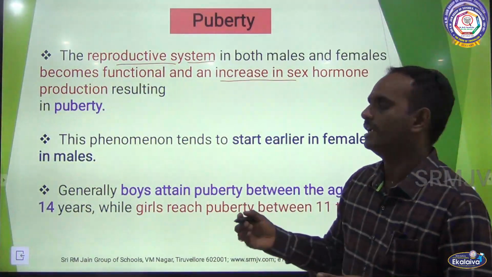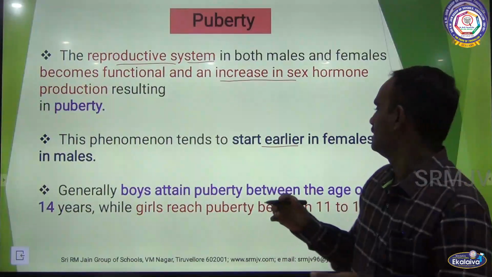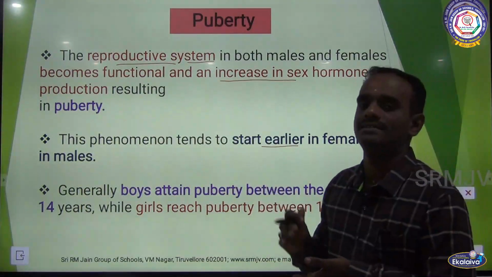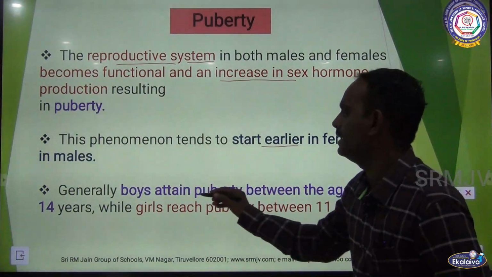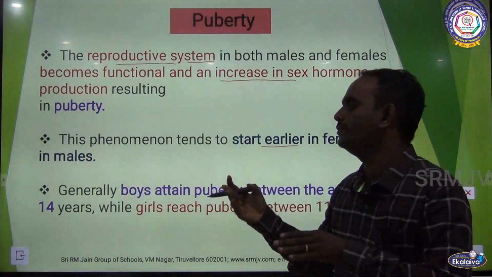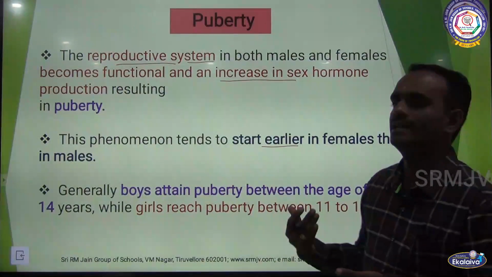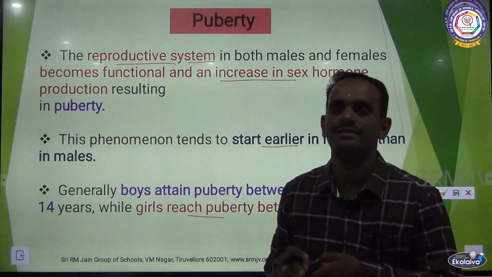The phenomenon tends to start earlier in females and it is somewhat delayed in males. Generally, boys attain puberty between the ages of 13 to 15 or 14 years, whereas girls reach puberty between 11 to 13 years.